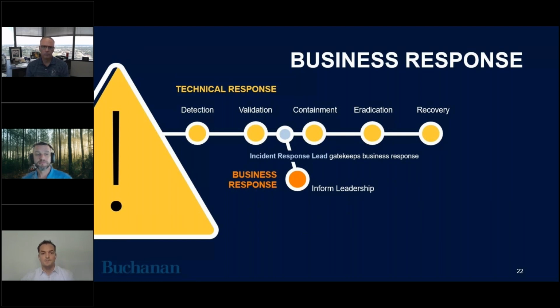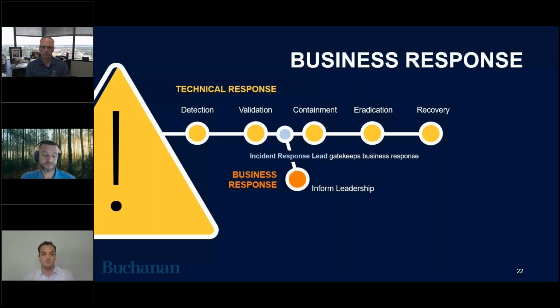Thanks, Seth. So on the business response front, it's important to recognize that there is not just one linear axis that we function on in responding to an incident. The technical response is critical, but it's not the only response. We also need to make sure that there is an appropriate business response.